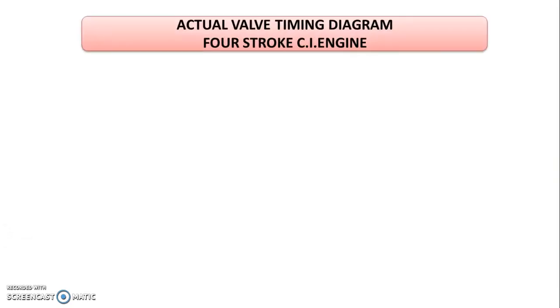So dear students, now we will discuss the actual valve timing diagram for a 4-stroke CI engine. As I told you earlier, in the actual valve timing diagram, the opening and closing of the inlet valve or exhaust valve will not take place exactly at the dead center. It will open or close before or after the dead centers at some angles.